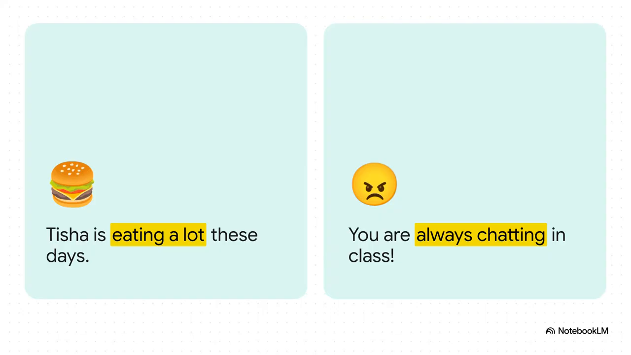And this idea applies to habits too. On the left, you've got a temporary habit. Tisha is eating a lot these days. It's something that's just happening for a little while. But now look at the right. We can also use it to complain. When you throw in a word like always or constantly, you're emphasizing a repeated, super annoying habit. You are always chatting in class. That just has a totally different, much more frustrated feeling to it.